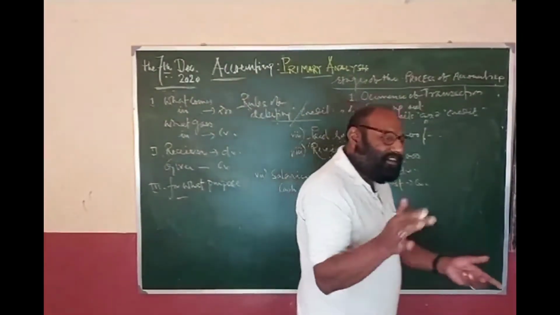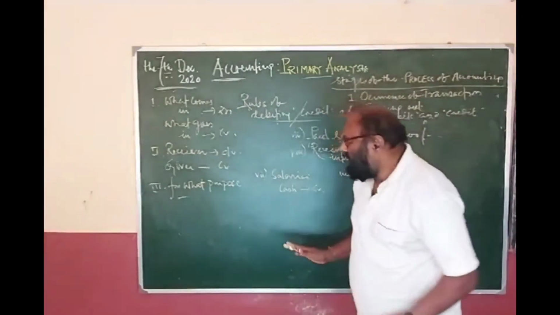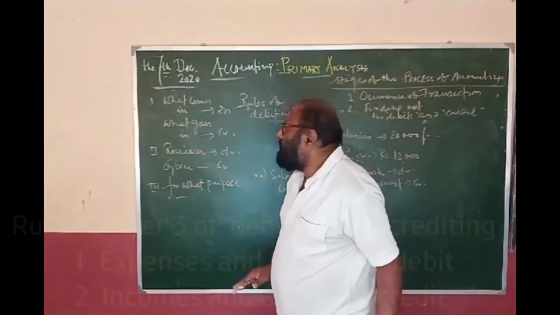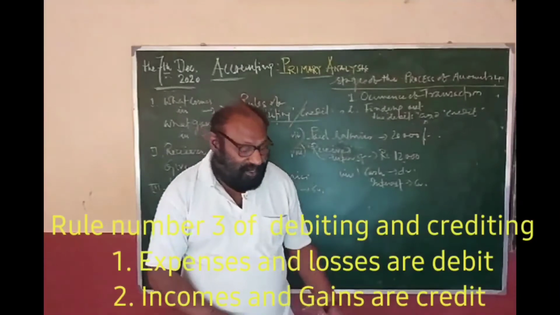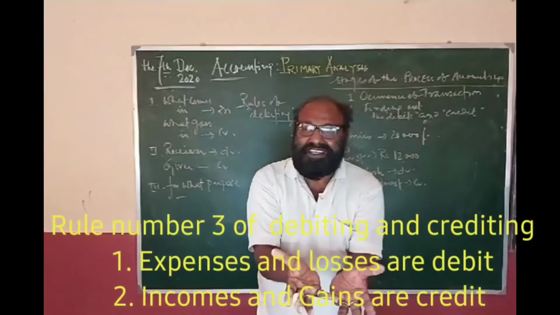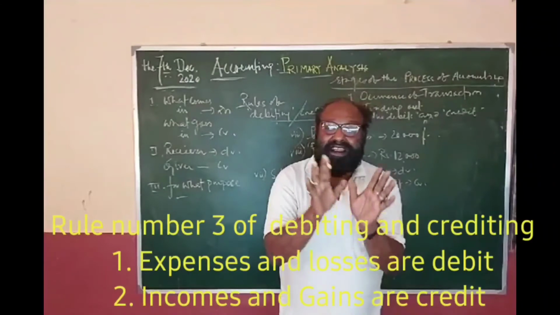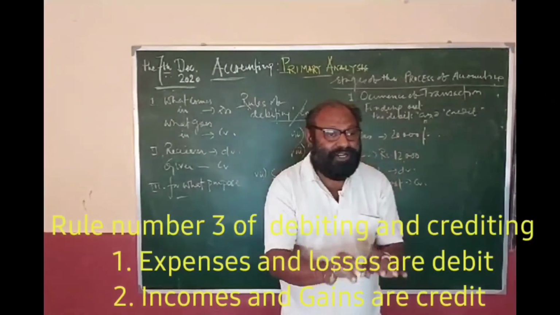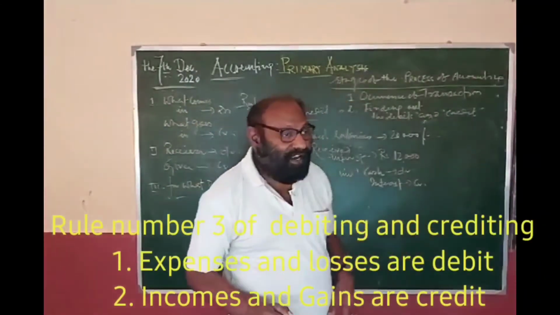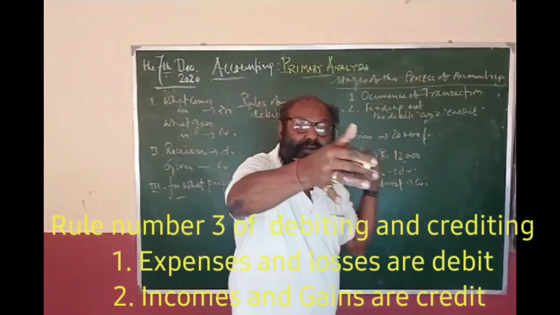But we are using our third method for finding out what is debit and what is credit. The first rule of debiting and crediting is: what comes in is debit and what goes out is credit. In many transactions it is very easy to find out both, because both are clear. But when one part is absent, how do you find out?